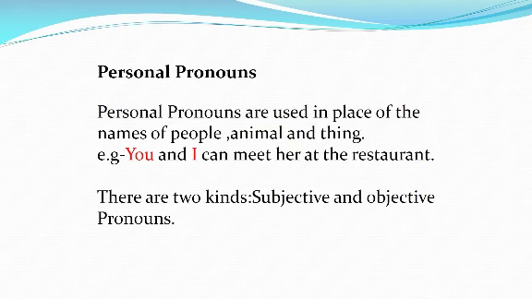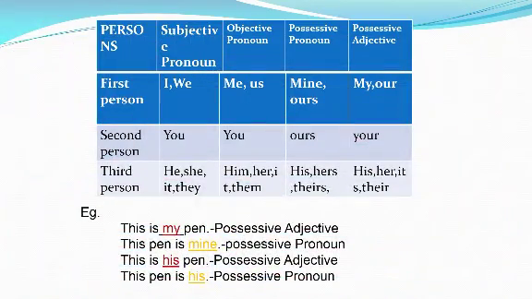We divide our personal pronoun into two more parts, that is subjective and objective pronoun. Now what do you mean by subjective pronoun? That acts as the subject of a sentence. It performs the action. Objective pronoun acts as the object of the sentence. It receives the action of the verb.